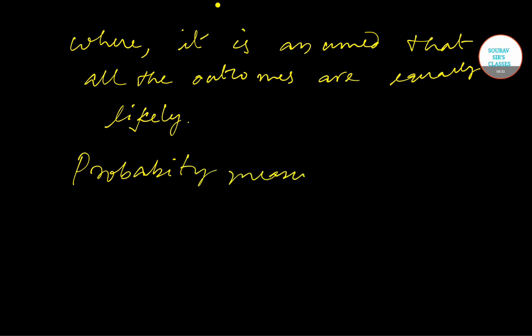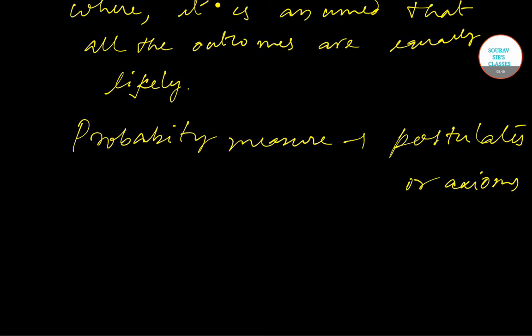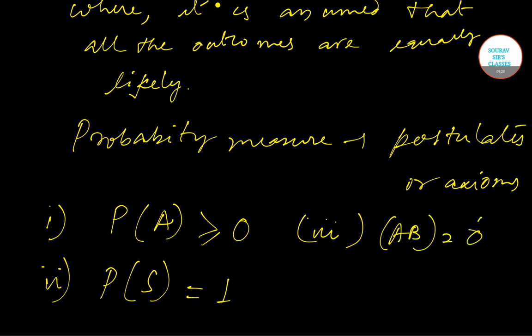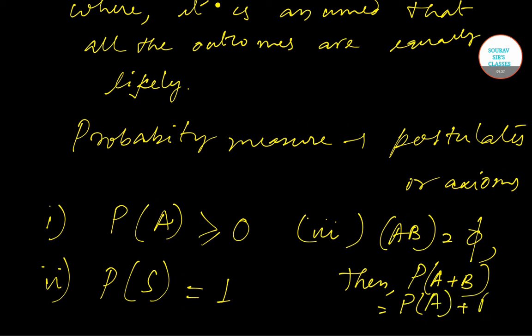Now, whatever be the definition of probability, we need the probability measure to follow the postulates or axioms. So, what are the postulates or axioms? One, probability of A is always greater than or equal to 0. Two, probability of S is always equal to 1. And when probability of A is equal to 0, that is an impossible event. So, probability of A is greater than or equal to 0, mostly it will be greater than 0, but when it is equal to 0, it is an impossible event. And in this case, when probability of S equals 1, if this was given as probability of A is equal to 1, then it would have been a sure event. Now, postulate 3: if AB is equal to phi, then probability of A plus B is equal to probability of A plus probability of B.